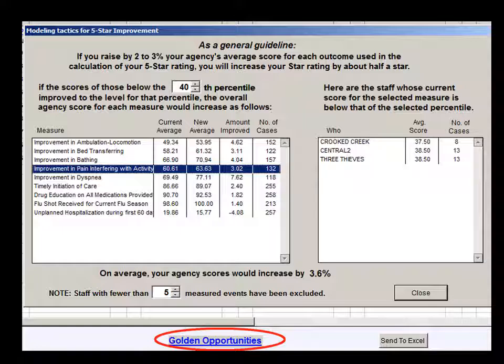Continuing to the next step of this tool and selecting golden opportunities will show us if we could raise performance of our weaker teams to even the 40th percentile, we would show an overall improvement of nearly 4% on this measure, even without affecting any changes with our superior or middle performing teams. Perhaps that's a reasonable goal for our agency at this time.